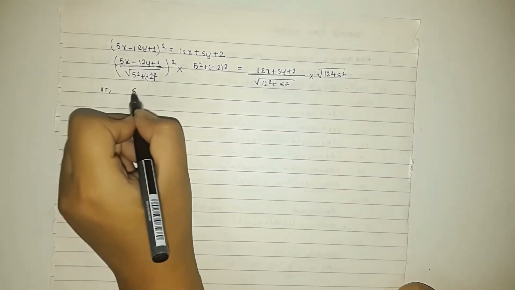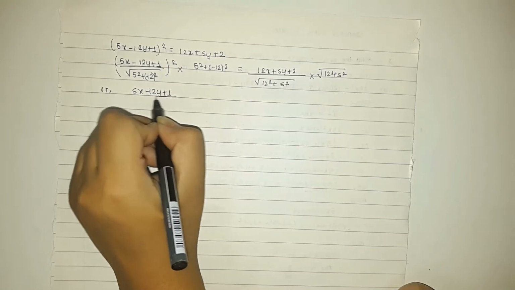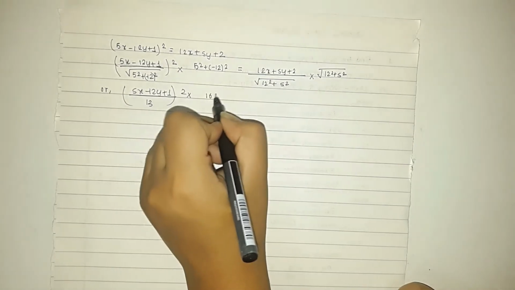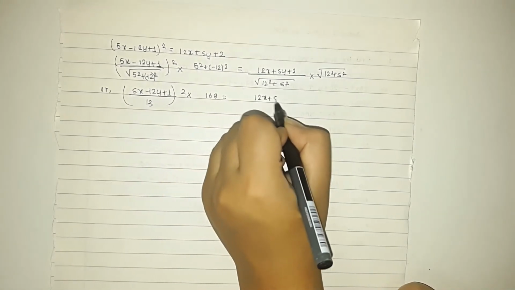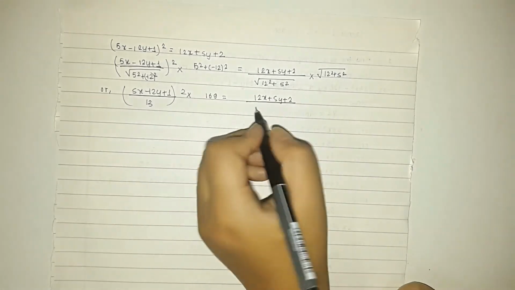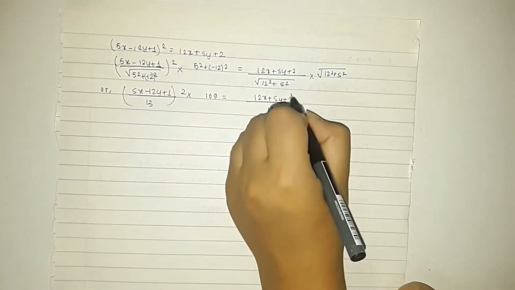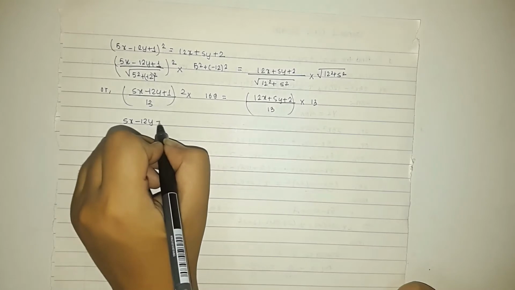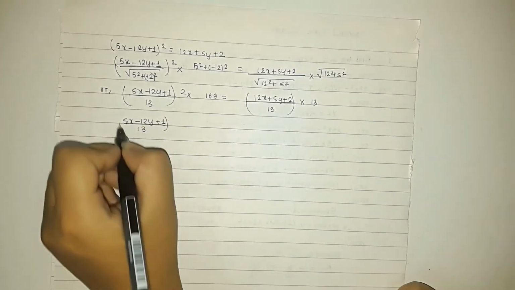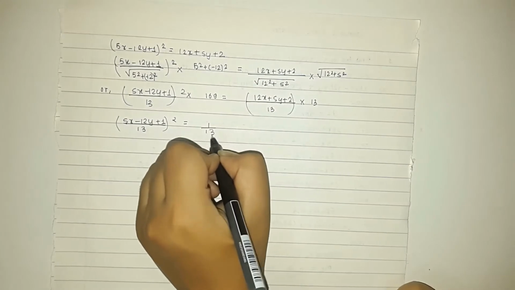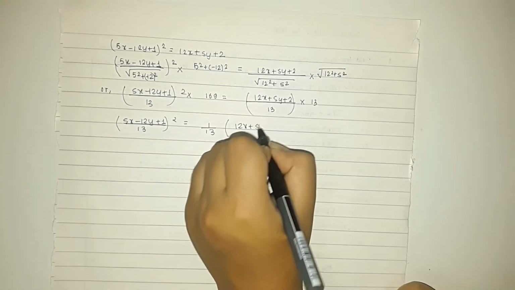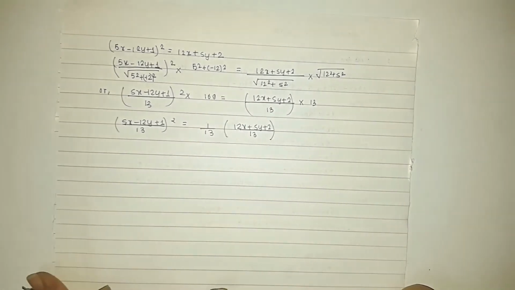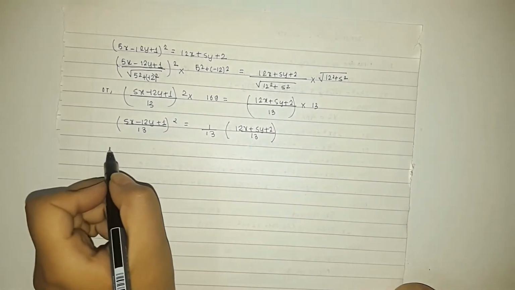We get (5x minus 12y plus 1) by 13 whole square into 169 equals (12x plus 5y plus 2) by 13 into 13, which gives (5x minus 12y plus 1 by 13) whole square equals 1 by 13 times (12x plus 5y plus 2 by 13), by taking 169 to the right hand side.